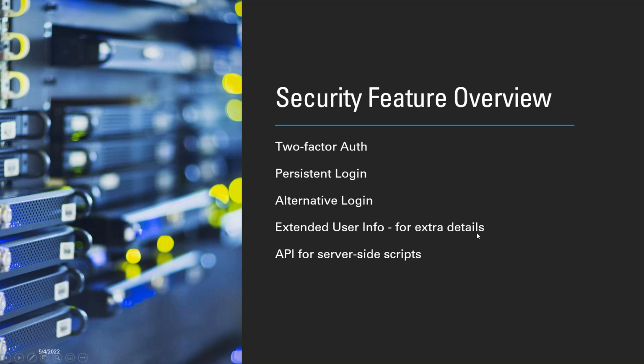We have something called the Extended User Information Table, which is a special table that is linked to the user record. So you can store information in there that you might want to collect. Perhaps you want to collect their address. That's not a field we store by default in the security framework, but it's one that you could store in the Extended User Information Table. And then we have an API for doing server-side scripts, by which I mean XBasic functions for doing things like creating a new user, resetting their password, looking up someone's groups, and that kind of stuff.